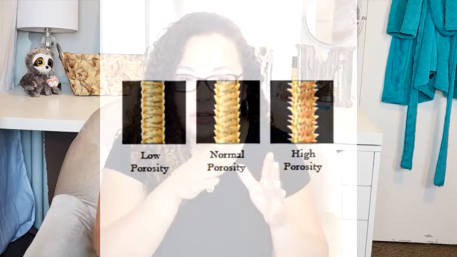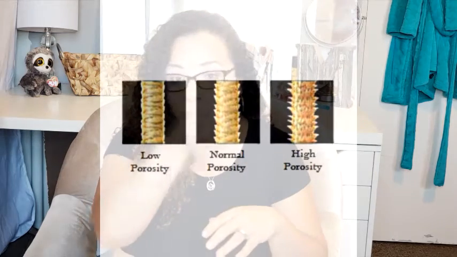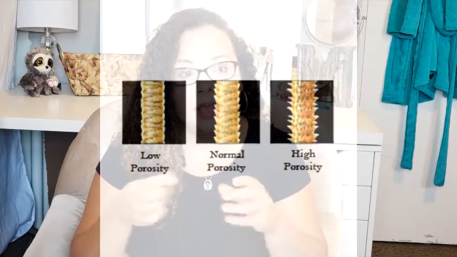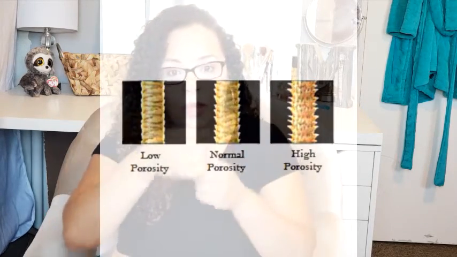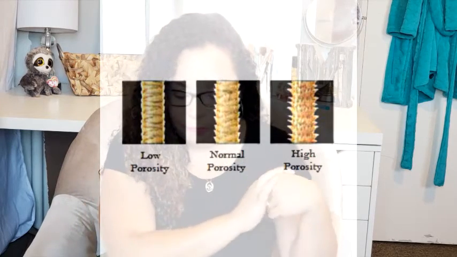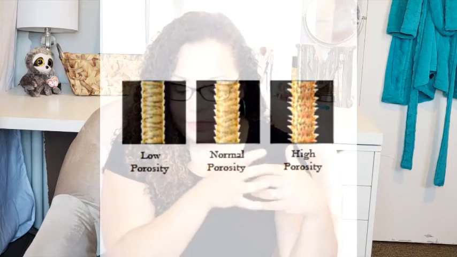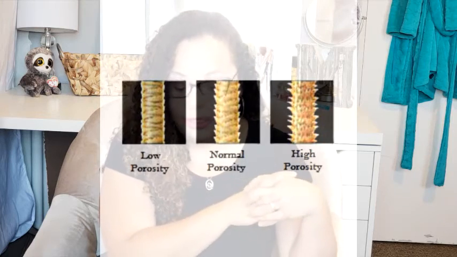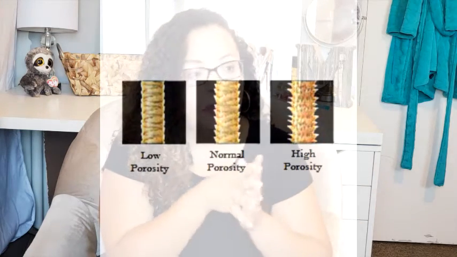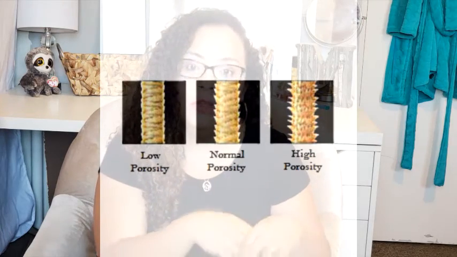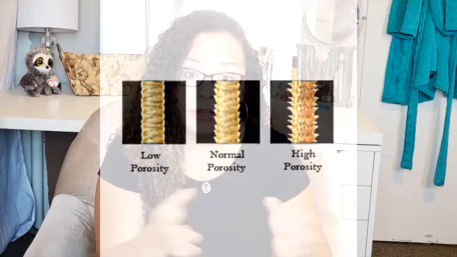Normal porosity hair, the hair cuticle is half open, half closed. It's kind of just normal. It's not fully closed where it's straight and flat, and it's not fully open where your hair is bumpy. Normal porosity hair easily accepts moisture and retains it. It holds a style well, it's bouncy and elastic. You don't really have to do anything special because of your hair type.